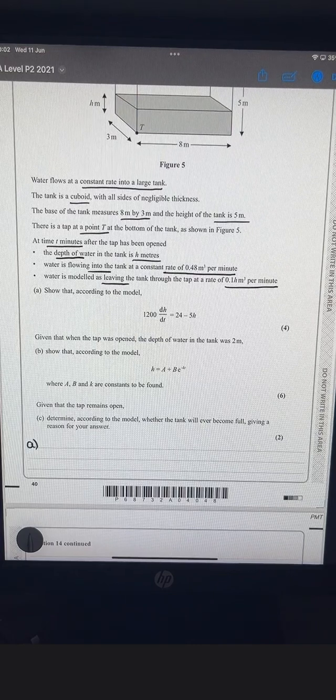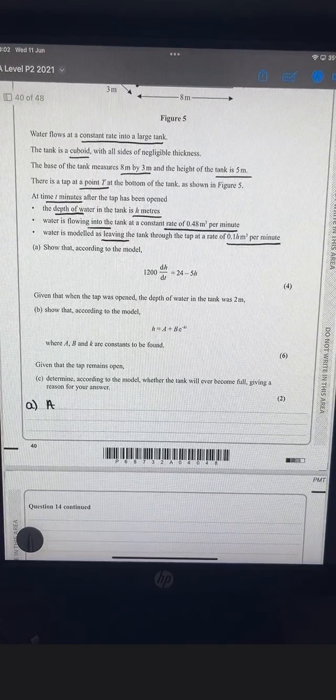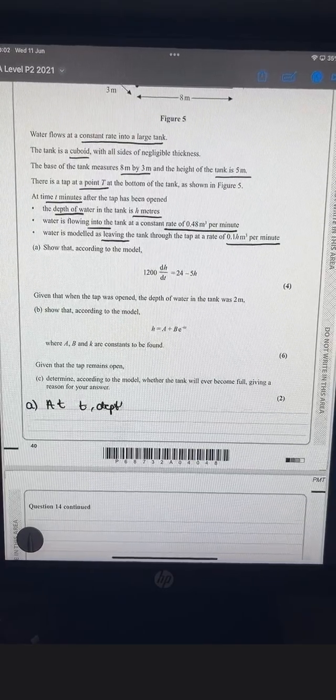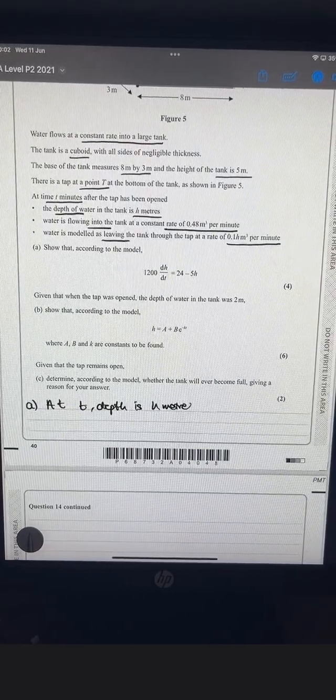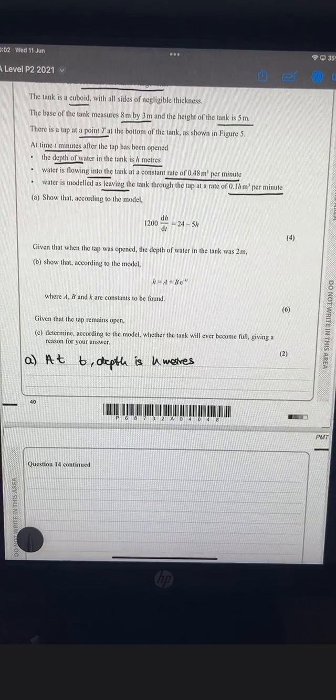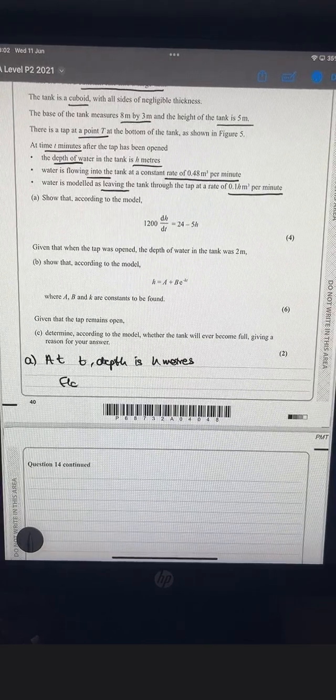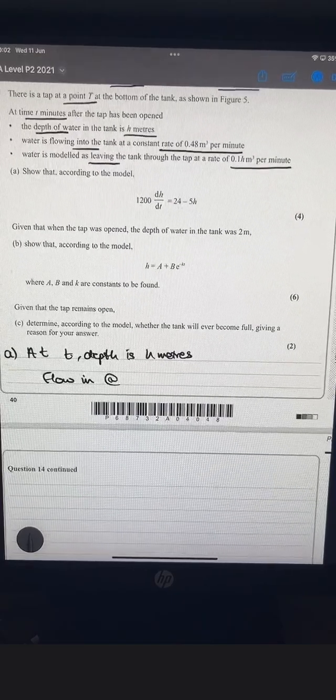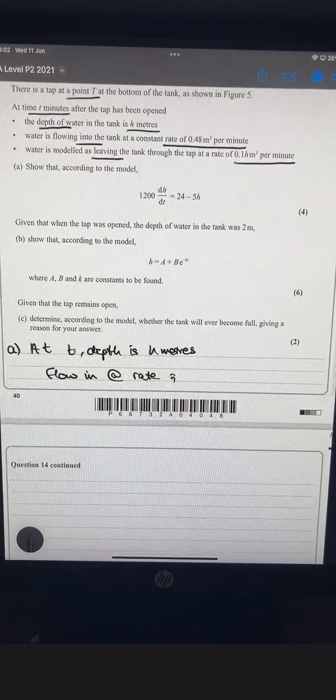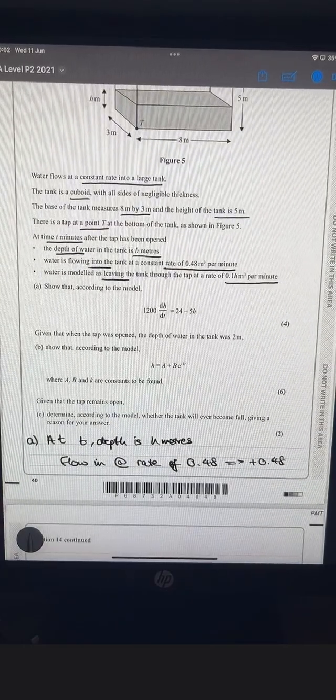At T, depth is H meters. Just so I understand the question, now I'm just going to convert these. So it flows in at a rate of 0.48, which means that is plus 0.48. That is the rate of change of water. Now it's flowing out at a rate of 0.1 H, so that's subtract 0.1 H.